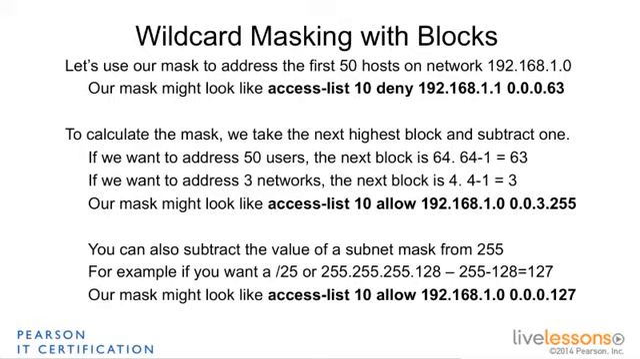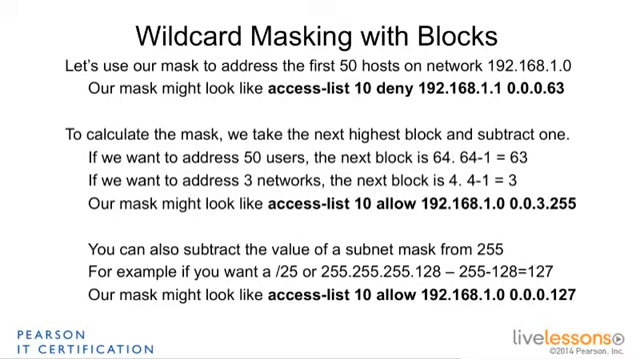4 minus 1 is 3, so our mask in that case would look like 0.0.3 for the 3 networks, and then 255 afterwards so we can address all the hosts.